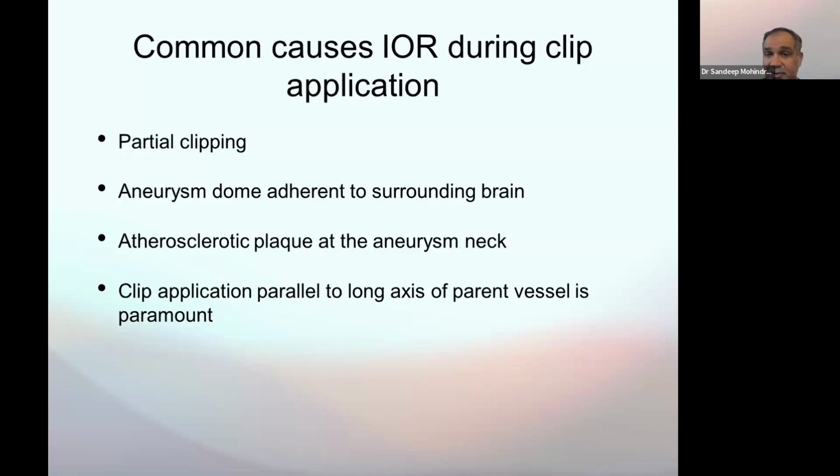Atherosclerotic plaque at the aneurysm neck can be a turning point for the whole surgery. It will not let the clip blades go snugly against them and occlude the aneurysm neck. So you might need another clip just distal to it to completely occlude it. Clip application parallel to the long axis of the parent vessel is paramount.